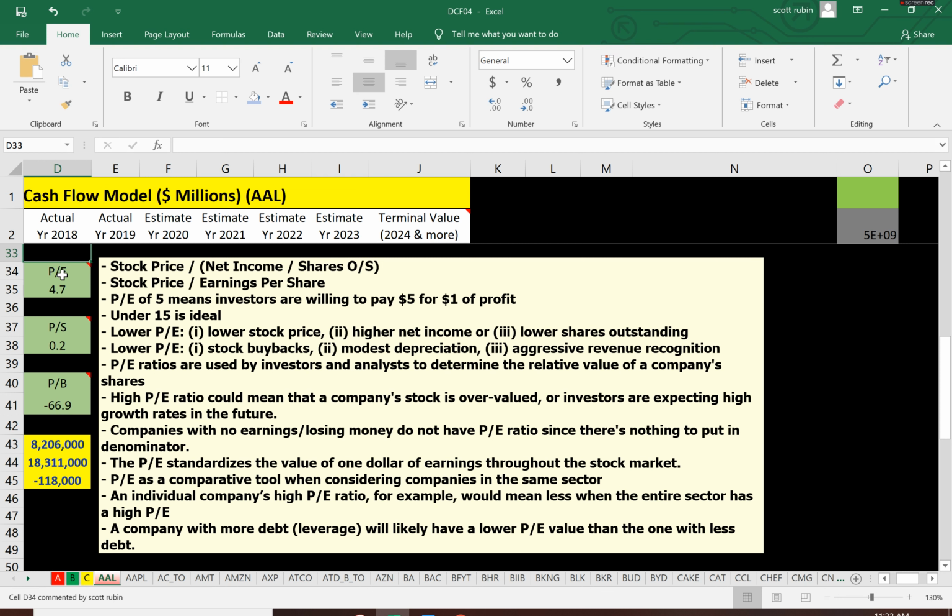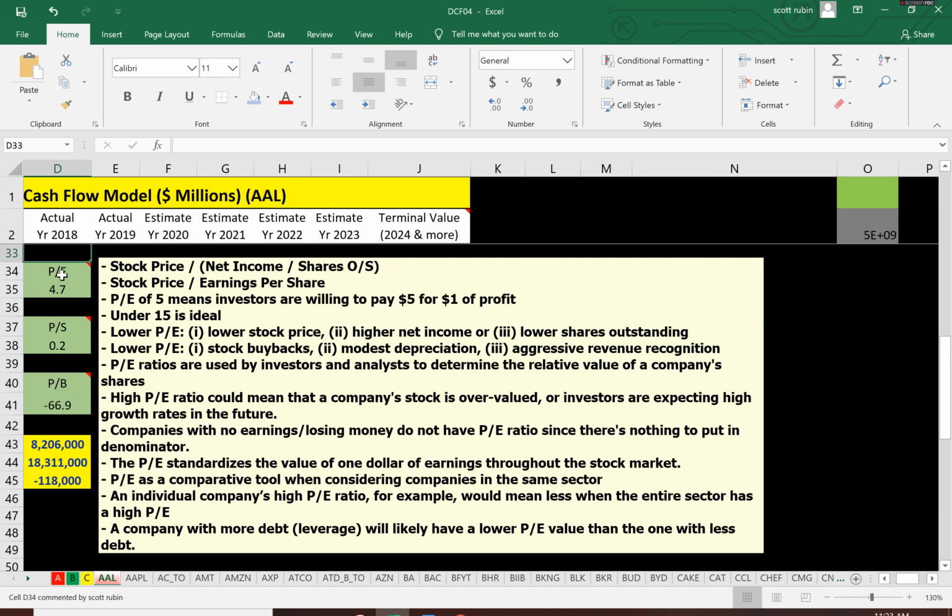Now, in order to get a lower PE, either the stock price needs to get lower, which is the reason the PE is so low. It would be a lot higher a few months ago when the stock price was like 60 bucks. Another way to get a lower PE is higher net income. The company has to report higher net income or lower shares outstanding, because the calculation for PE is stock price over earnings per share, or stock price over net income over shares outstanding.